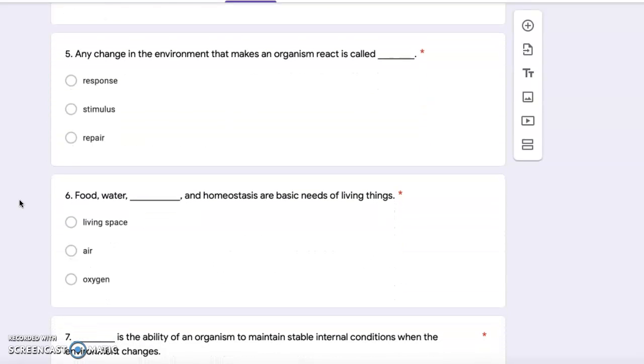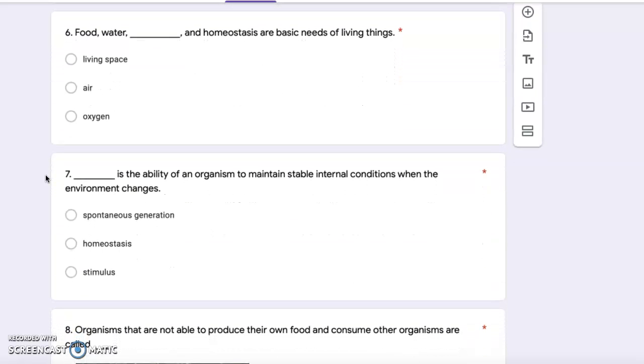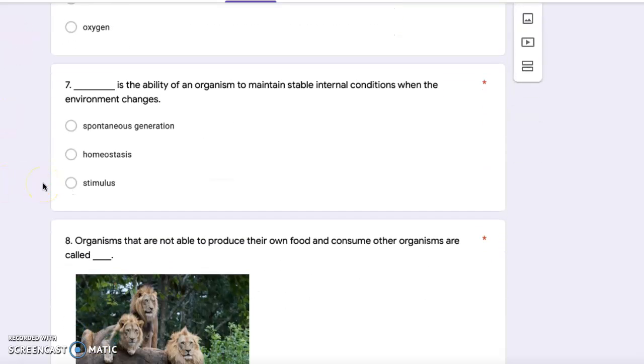Number 5. Any change in the environment that makes an organism react is called response, stimulus, or repair. Number 6. Food, water, and blank, and homeostasis are basic needs of living things. Living space, air, or oxygen.